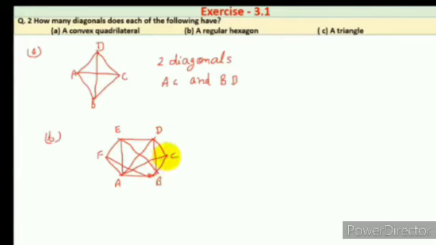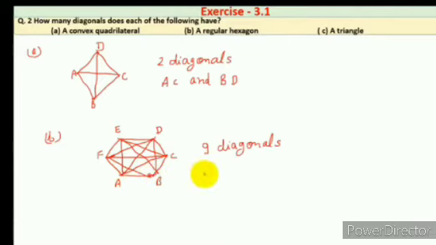From C, we have already drawn one, CA. One more we will draw, CE, CF. Yes, 8 diagonals. From D, is anything possible to draw? Yes, DB is already drawn to A. So from D we will draw for F, DF. In total, 9 diagonals for a hexagon.